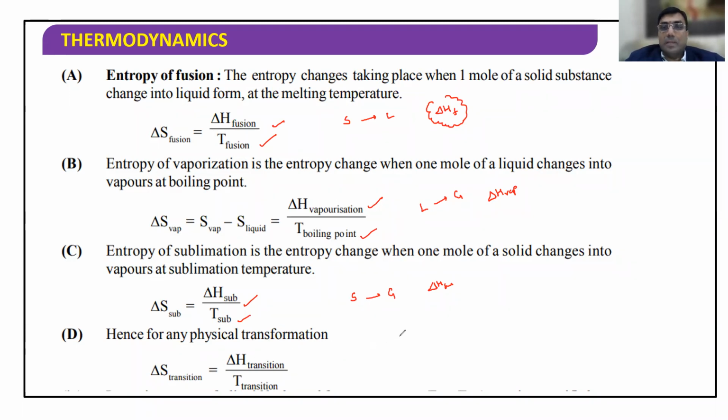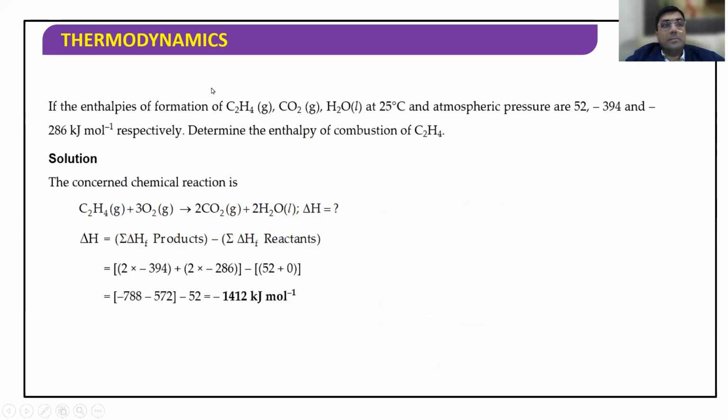Similarly, transformation. For example, sulfur rhombic is converted into sulfur monoclinic, or carbon diamond is converted into carbon graphite, or white phosphorus is converted into red phosphorus. This is a transition, so there is a transition temperature. This is how we can define entropy of fusion, vaporization, sublimation, and transition. So let us move on with the numericals.